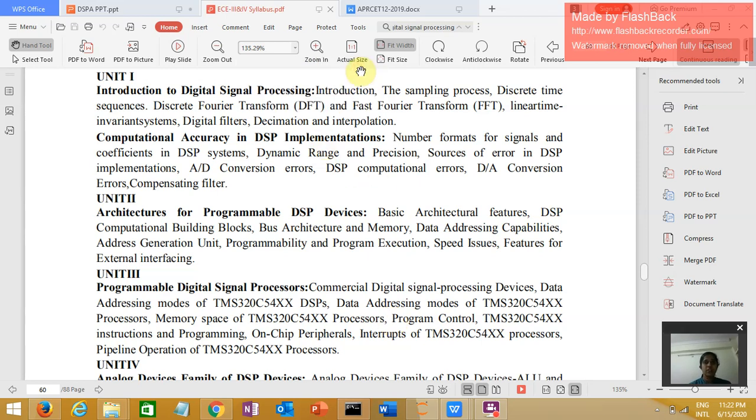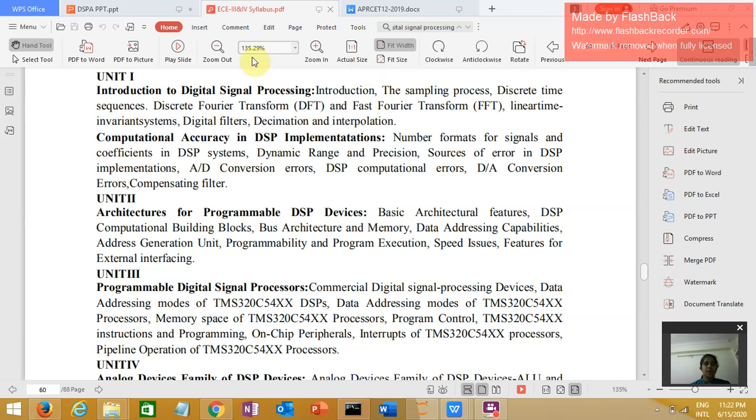Going to see what the syllabus contents are, completely related to digital signal processing architecture. Initially in unit 1, the digital signal processing basics have been covered, and from unit 2, the real digital signal processing architecture details we are going to study.